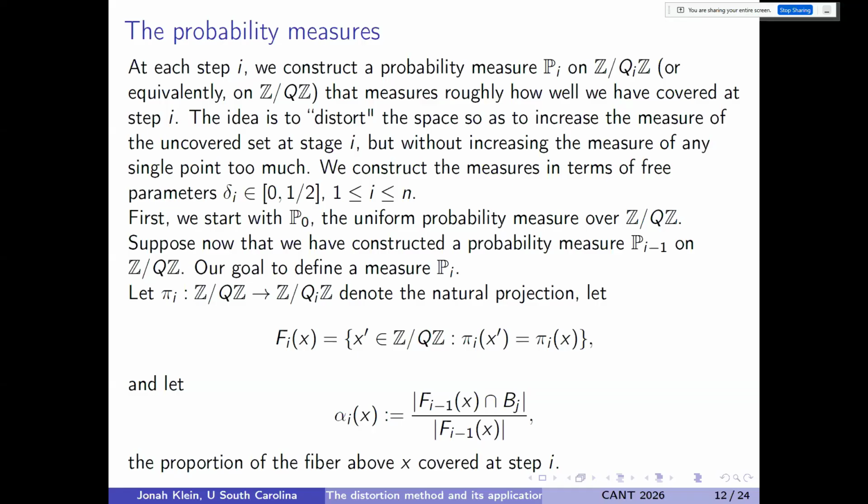Okay, so a little more notation. Let pi_i from Z mod QZ to Z mod Q_iZ denote the natural projection. And let F_i(x) be the fiber lying above x through this natural projection. And let alpha_i(x) be the proportion of that fiber that gets covered at step i. I think that j right there should be an i. Sorry, the j in the definition of alpha_i.